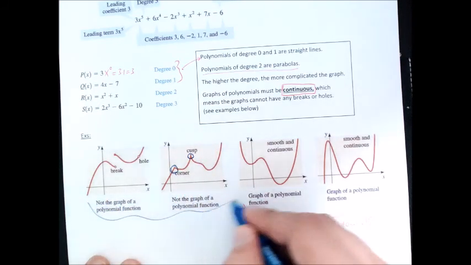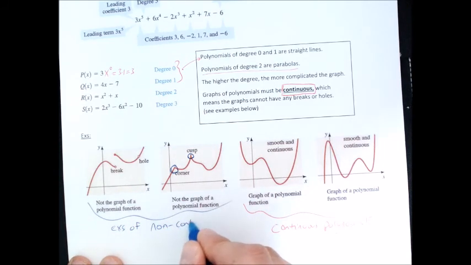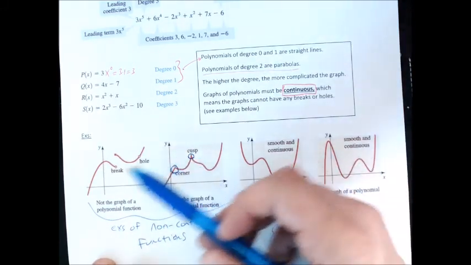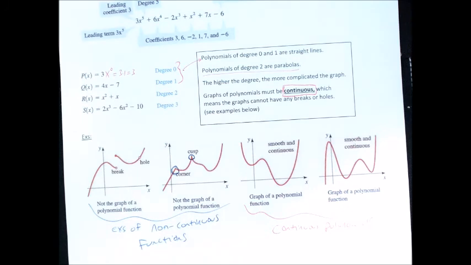And so these two examples on the right here are examples of non-continuous functions. I don't know what they are, but they're definitely not polynomials. I can come up with a couple functions that might fit those, but all I know for sure is that they're not polynomials.